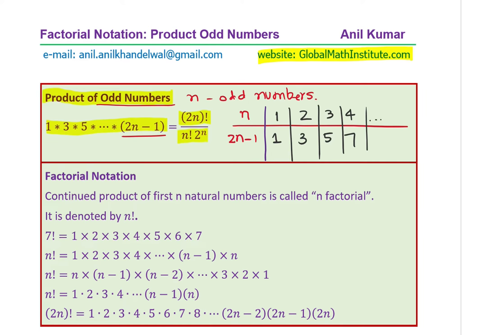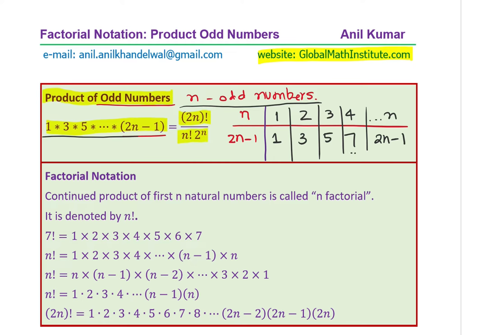Do you get the idea? The fourth number is 7, which is 2 times 4 minus 1. And therefore, the nth number will be 2n minus 1. So that is how we get this series from 1 times 3 times 5 up to 2n minus 1 as the product of n odd numbers. Is that clear to you?